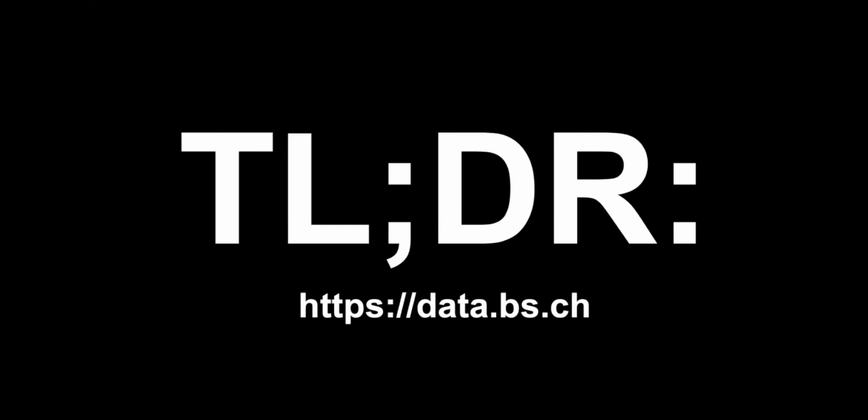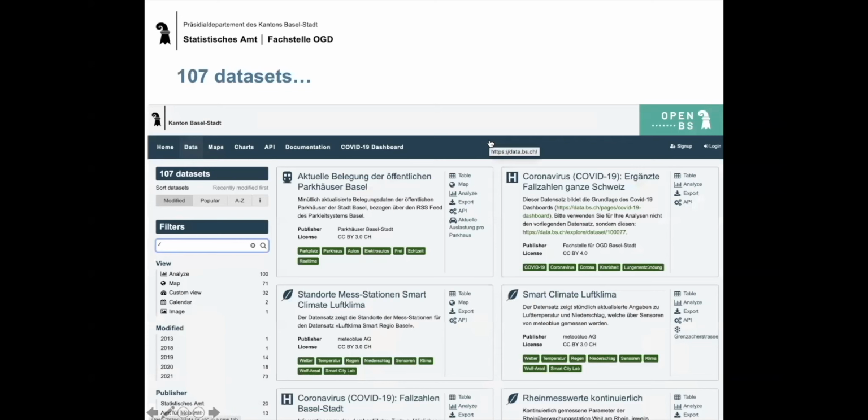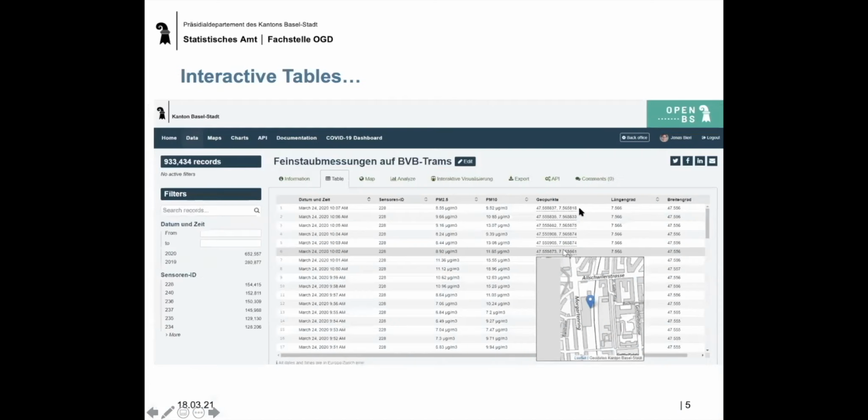For those who have a little bit more time, you can go to databs.ch. On home, you will see this nice picture and our Twitter feed here. We have 107 data sets. That's what you see if you click on data. You can filter the data sets here by view, by modification date, by publisher. You can sort the data sets, how they are shown in this filter search view, by popularity, by modification date, whatever.